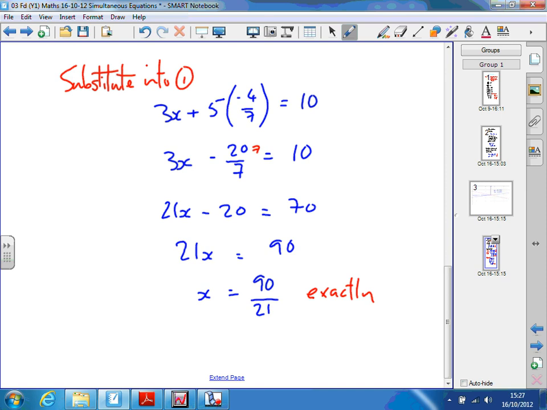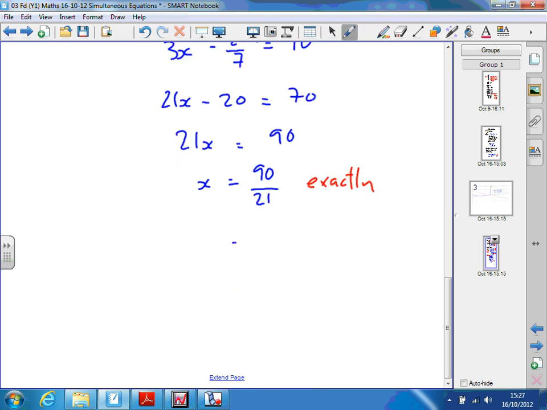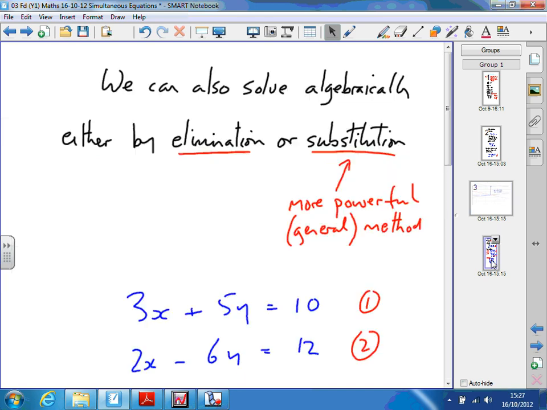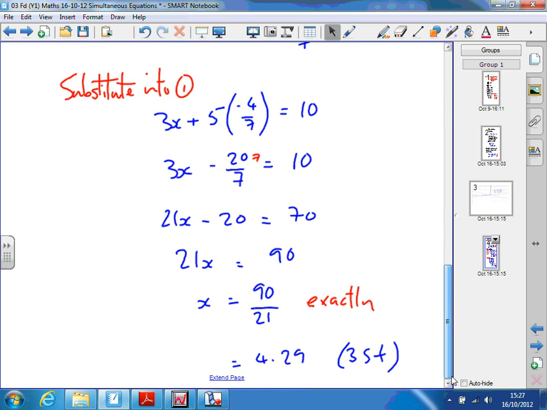Okay? So now I've got an exact answer, but if I want that as a decimal, what is that as a decimal? To 3 significant figures, say. So if I want it as a decimal, 4.29, and if we compare that with our graphical method, 4.286, we got it. So we've got a decimal answer, but also an exact answer algebraically.